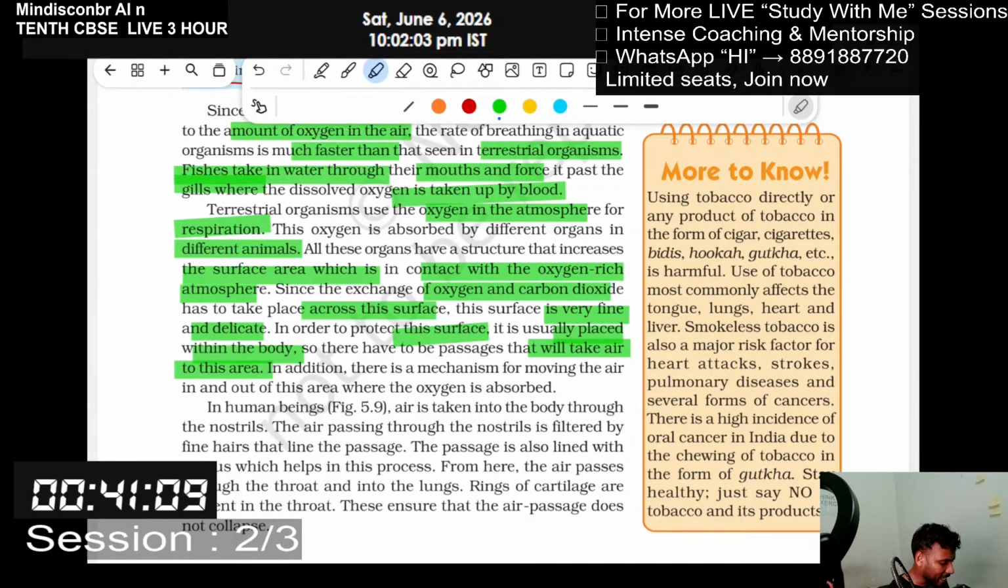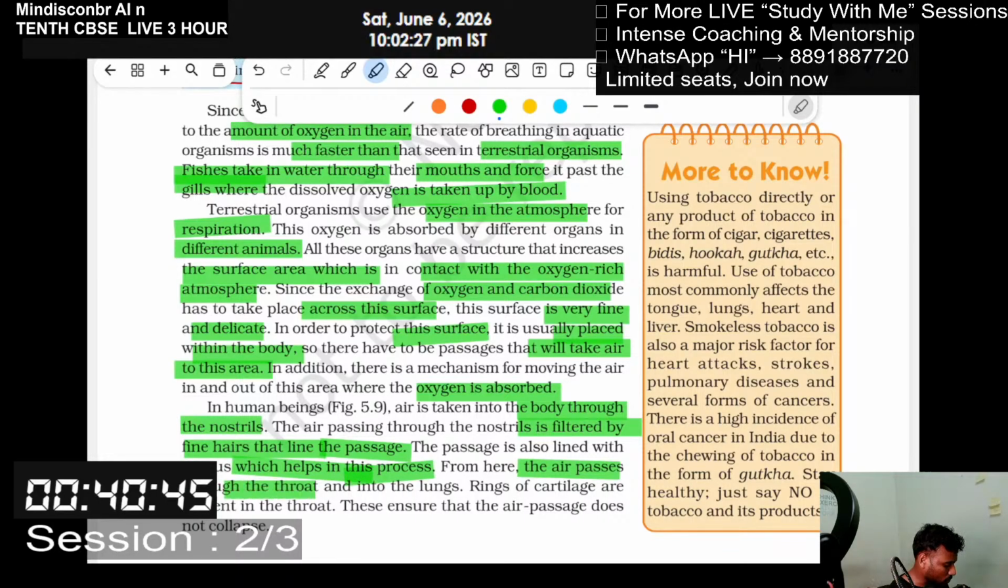In addition, there is a mechanism for moving the air in and out of this area where the oxygen is absorbed. In human beings, air is taken into the body through nostrils. The air passing through the nostrils is filtered by fine hairs that line the passage. The passage is also lined with mucus, which helps in this process. From here, the air passes through the throat and into the lungs. The rings of cartilage are present in the throat. These ensure that the air passage does not collapse.